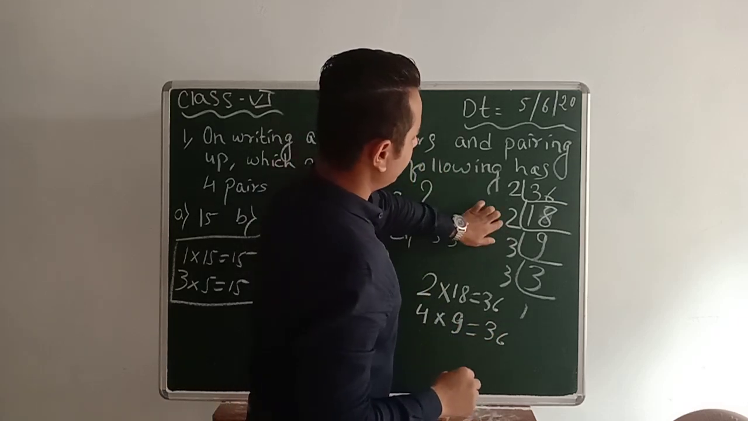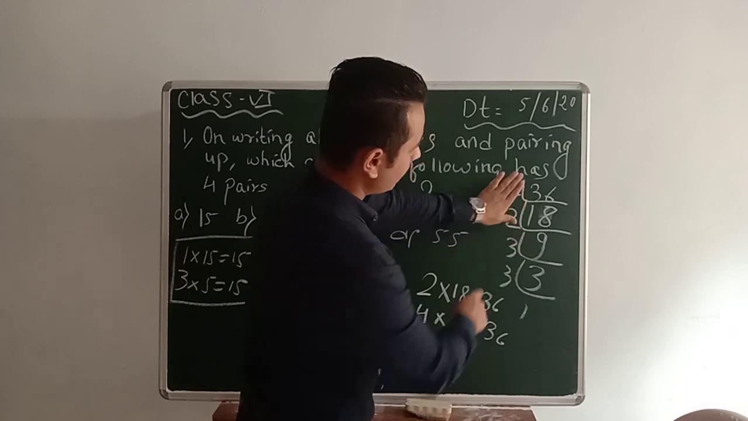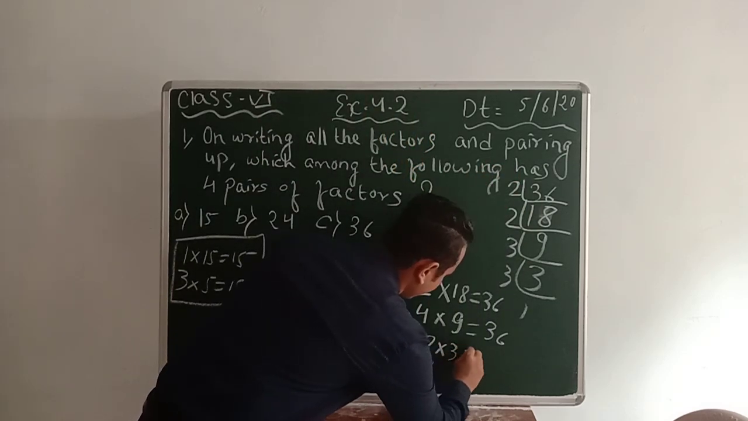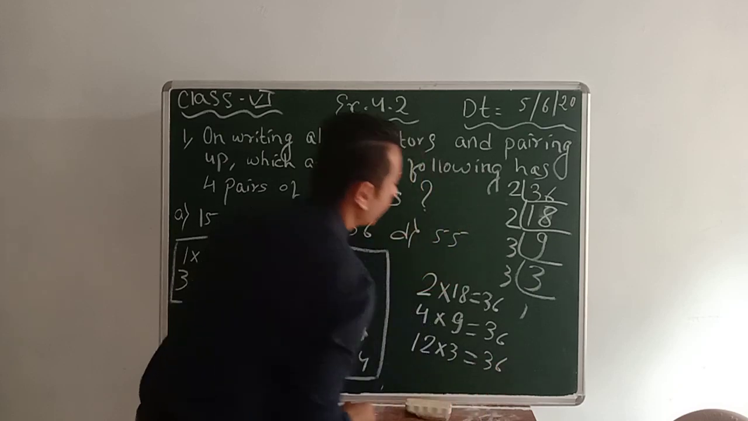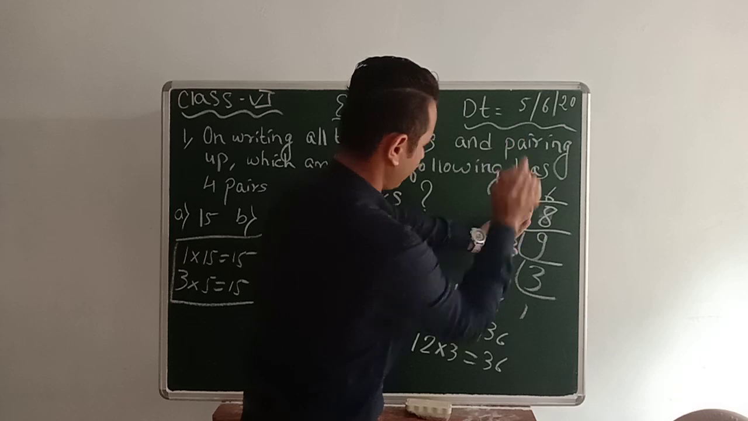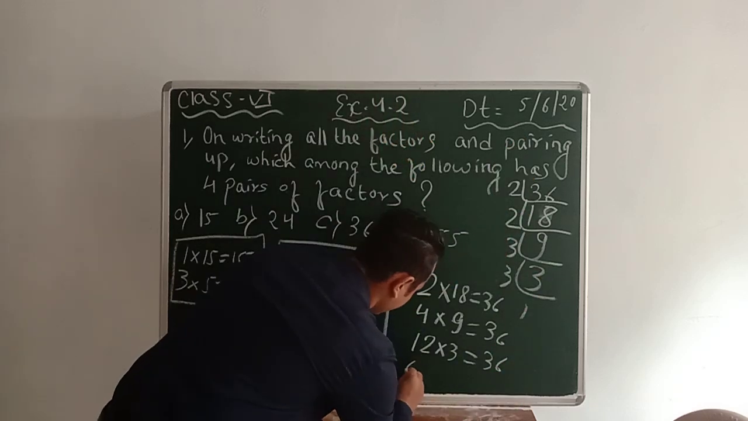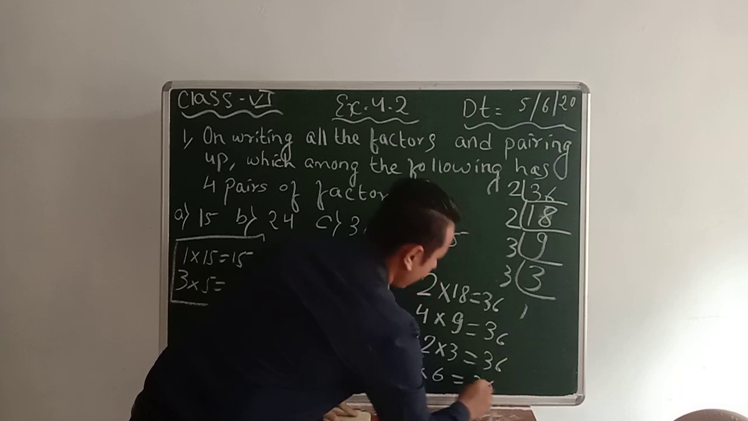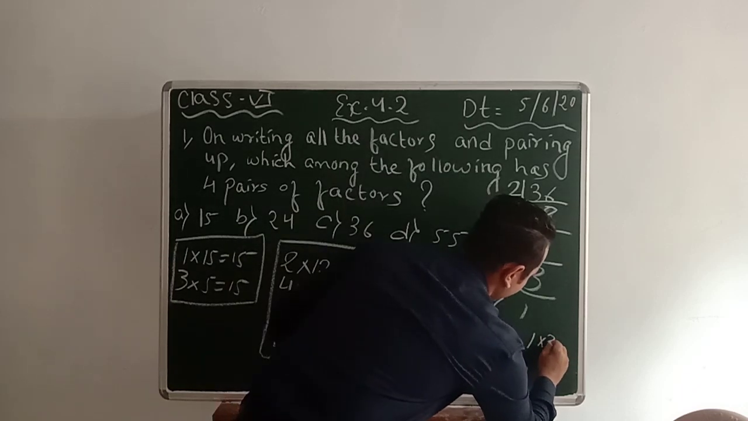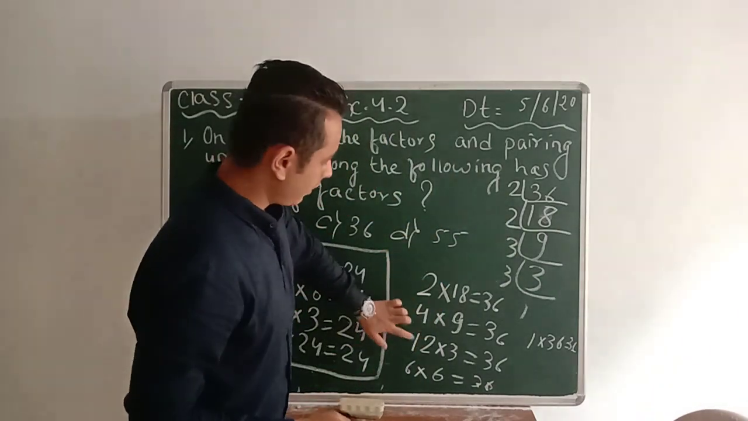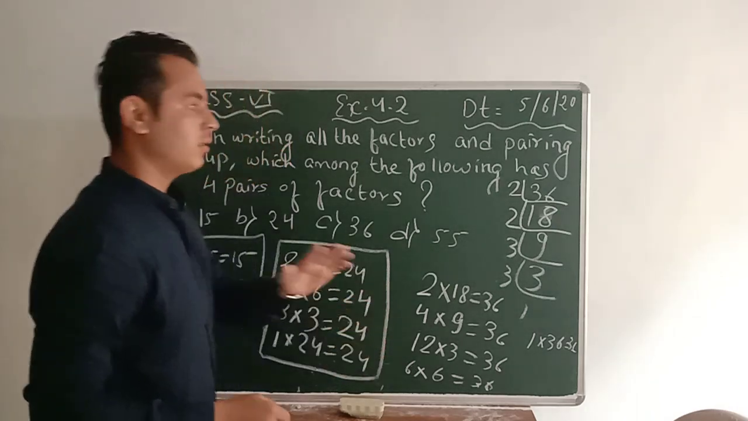Now 3 2s are 6, 6 2s are 12. If you cover 12, then the remaining will be 3. That means 12 into 3 equals 36. Again 3 2s are 6. If you cover 6, then the remaining is 6. That means 6 into 6 equals 36. And at last 1 into 36 equals 36. That means this number 36 has 1, 2, 3, 4, 5 pairs of factors, not 4 pairs.